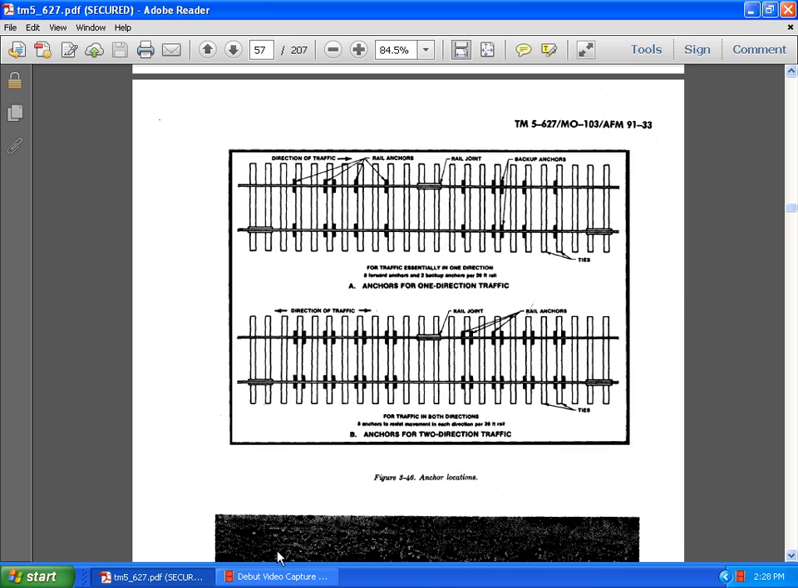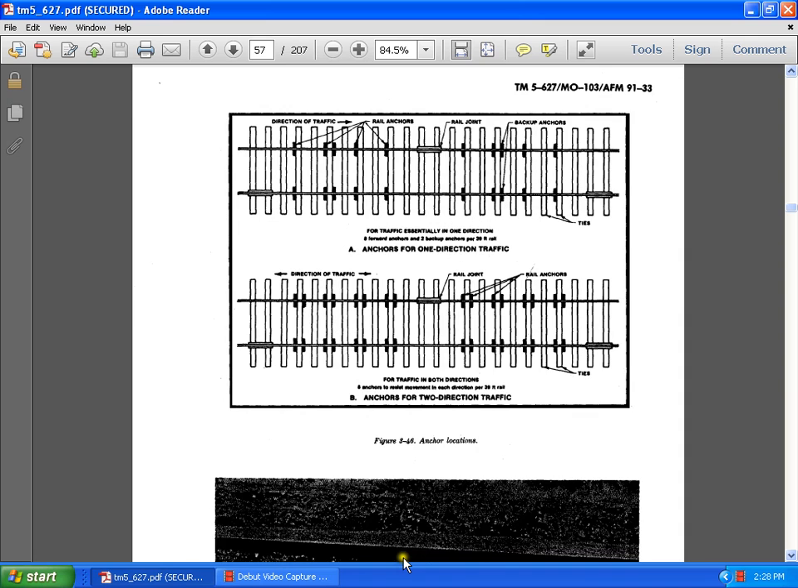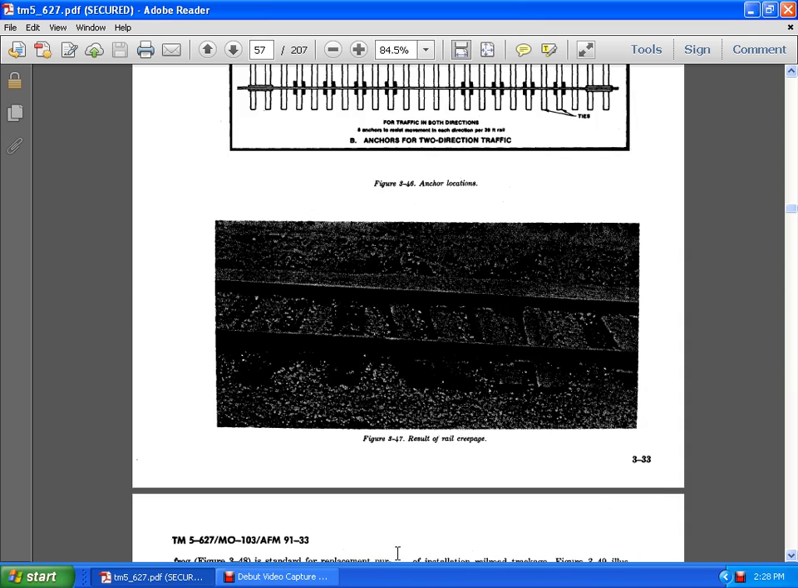Here it shows, the top one is for one direction trackage with 30-foot rails. It shows the railroad anchors in one direction of traffic, and the railroad anchors in the direction of traffic with a railroad joint. For traffic in both directions, the railroad anchors are spaced at 39 feet, with A anchors resisting the movement in one direction and B anchors in two directions of traffic. This results in rail creepage.